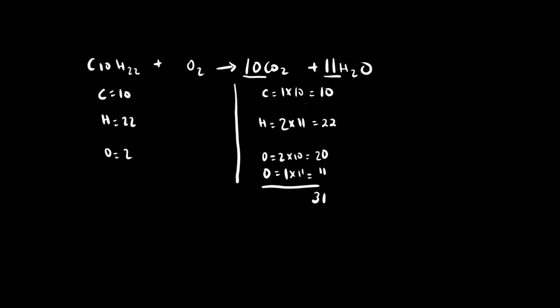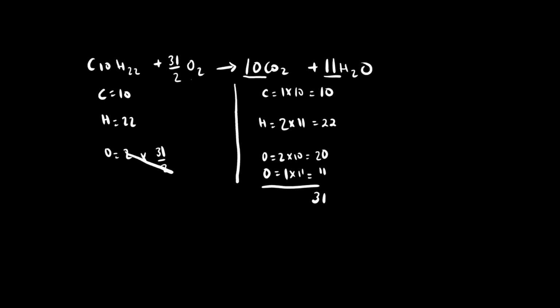We've balanced the carbon, we've balanced the hydrogen. Now the oxygen is what we need to balance. There's 2 oxygen on the left and 31 total on the right. So for the sake of balancing this equation, we need to multiply the oxygen on the left by a fraction of 31 over 2. That way the oxygen can be 31 on both sides. So our coefficient in front of the oxygen is going to be 31 over 2.